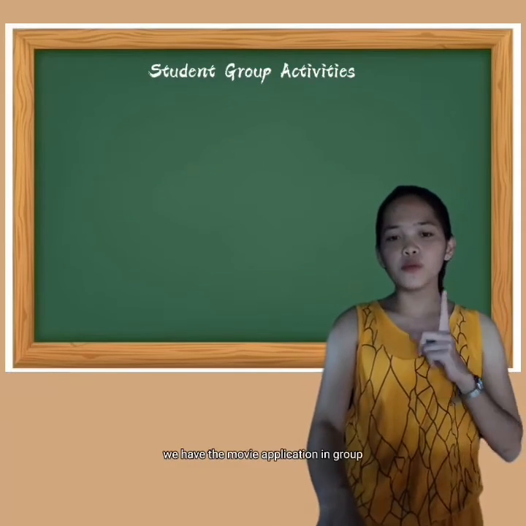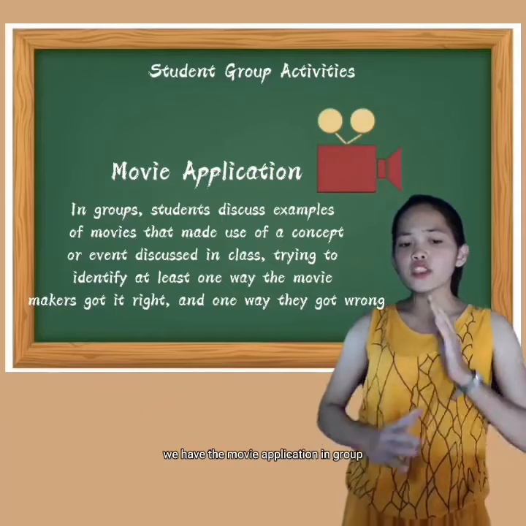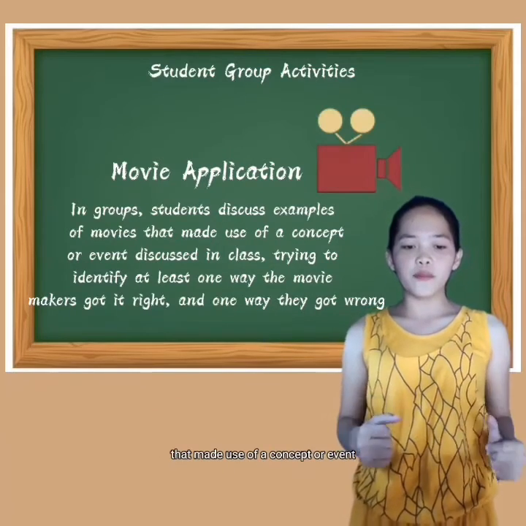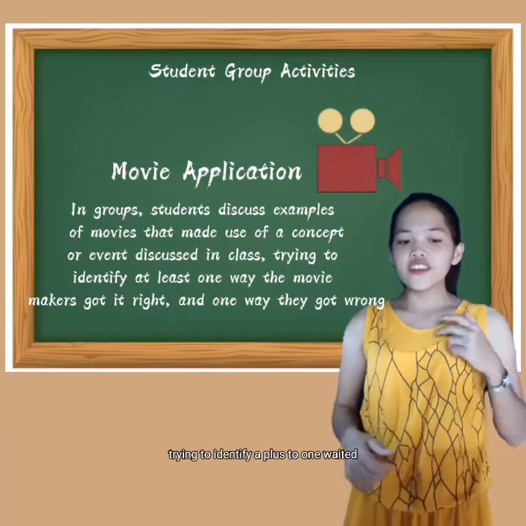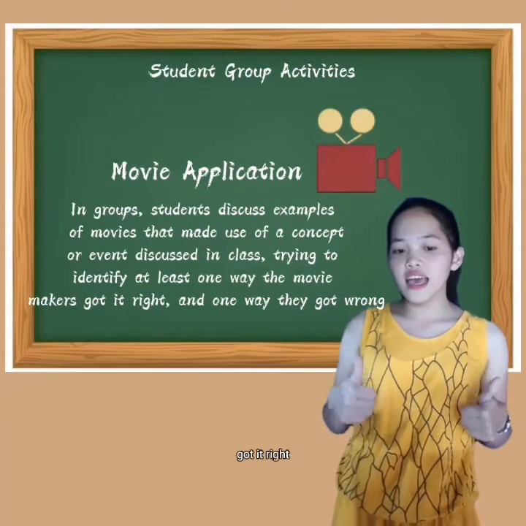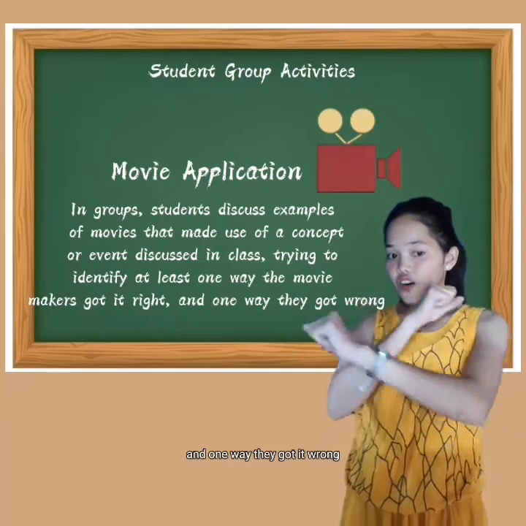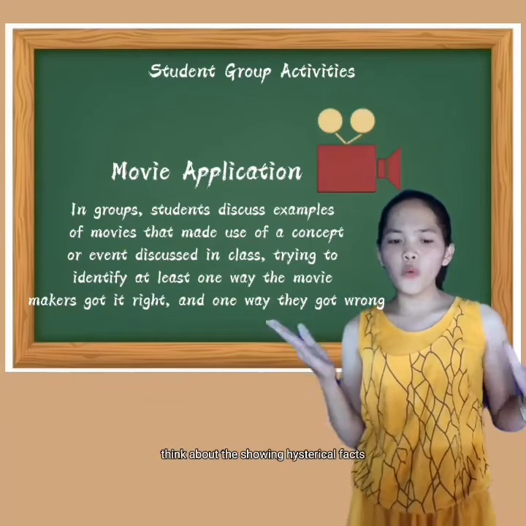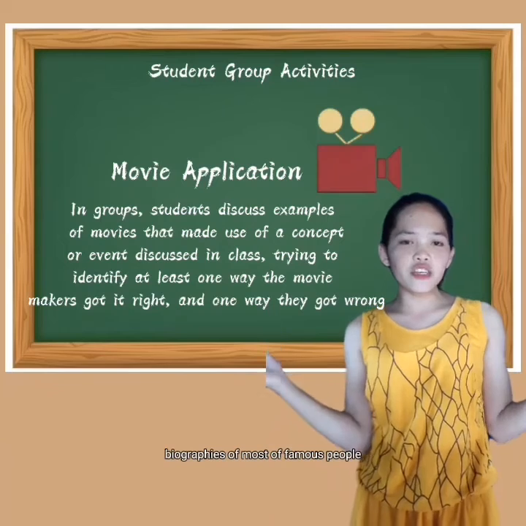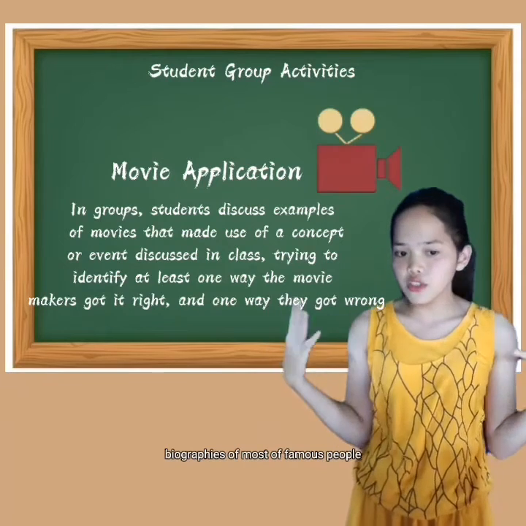Then the last one, we have the movie application. In groups, students discuss examples of movies that made use of a concept or event discussed in class, trying to identify at least one way that movie makers got it right and one way they got it wrong. Think about movies showing historical facts, geographical facts, biographies of famous people.